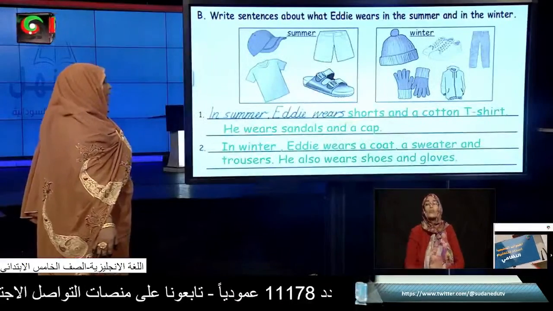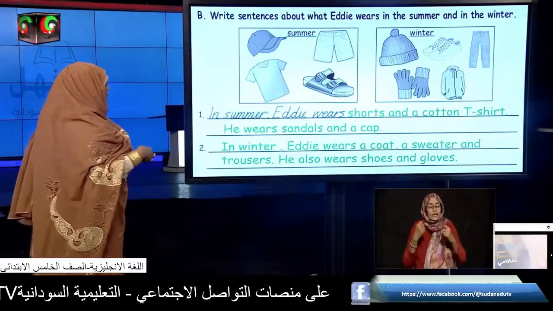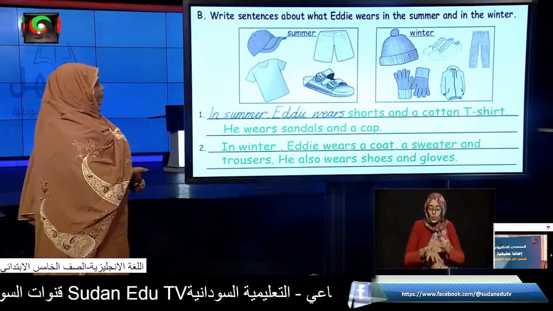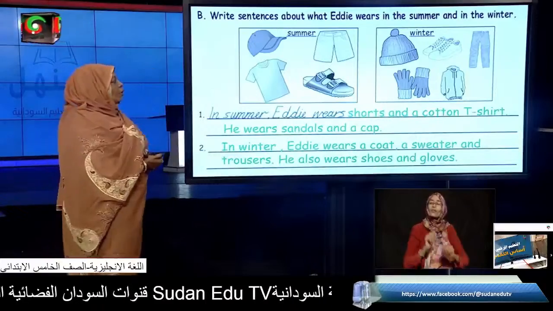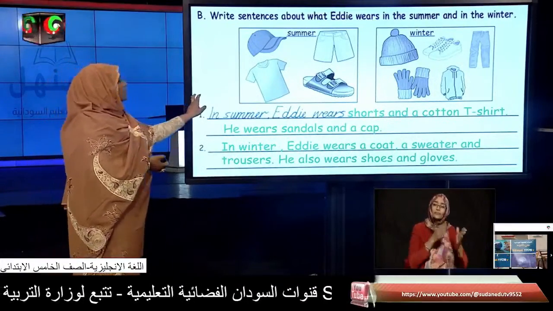In winter, Eddie wears a coat, a sweater, and trousers. He also wears shoes and gloves. Excellent. Well done. Now, we finished activity B. Let's move to activity C.